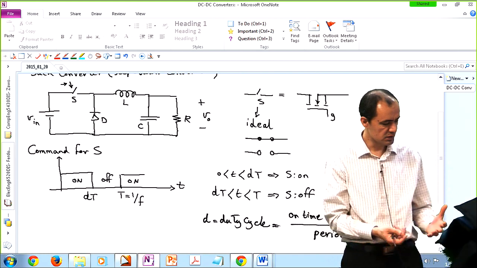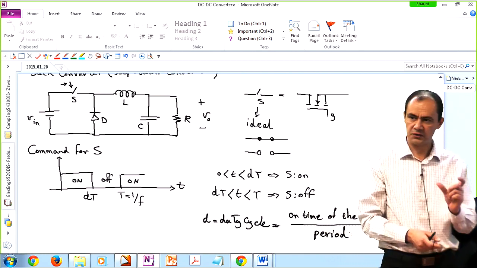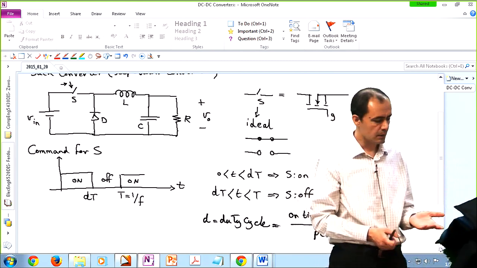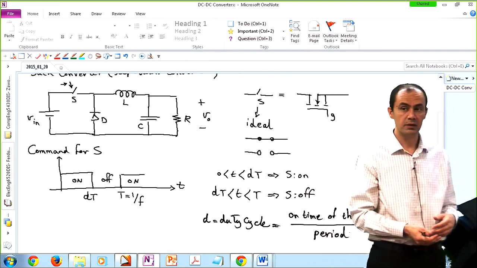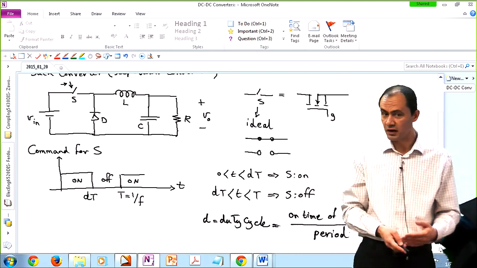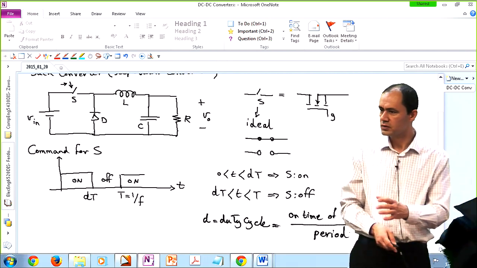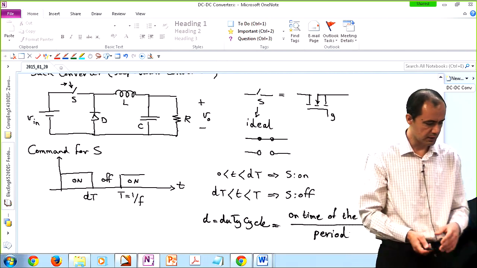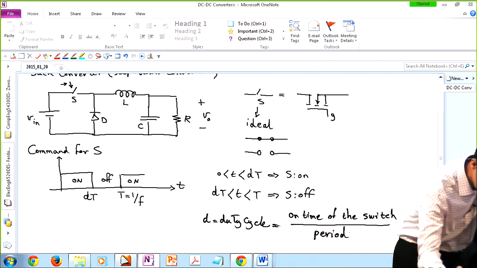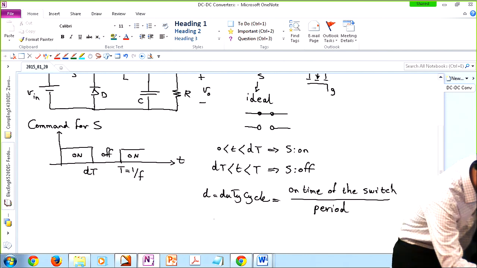So if my duty cycle is 0.5 or 50%, that means for the first half of the period, the switch is on, and then for the remaining half of the period, the switch is off. If the duty cycle is 0.75 or 75%, that means the switch is on for 75% of the period, then it is off for the remaining 25%. So remember, the duty cycle is a number without any dimensions that is between 0 and 1.